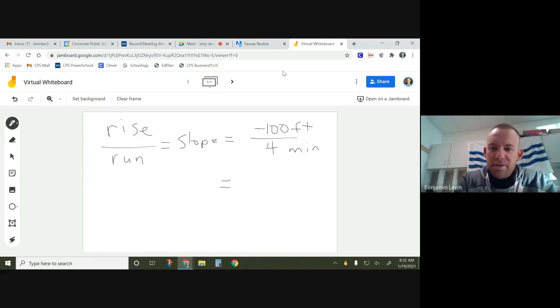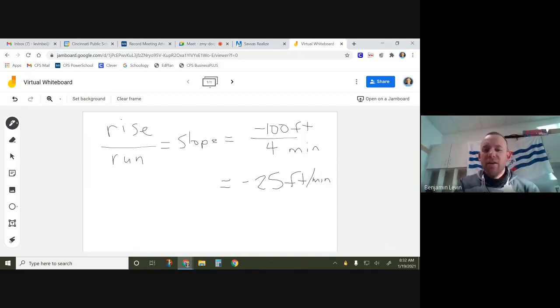$25. Correct. Yes, thank you. So 100 divided by 4 is 25, and we have a negative sign here, right? So the negative sign stays. It's technically negative 100 divided by 4, so it's going to be negative 25 feet per minute.